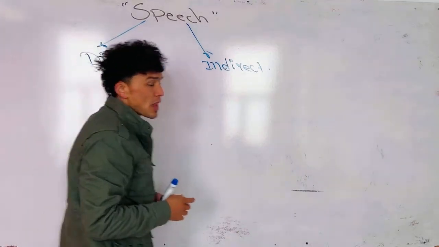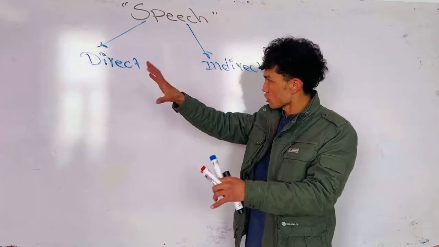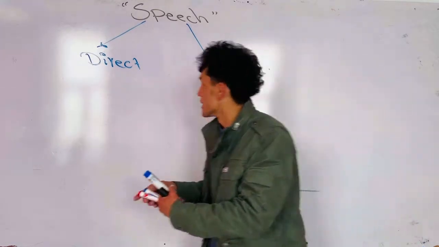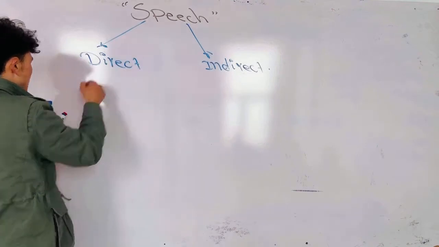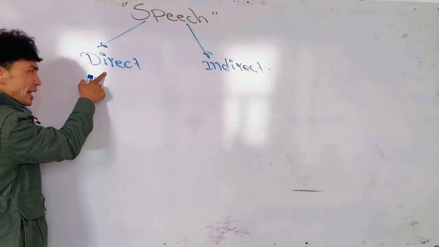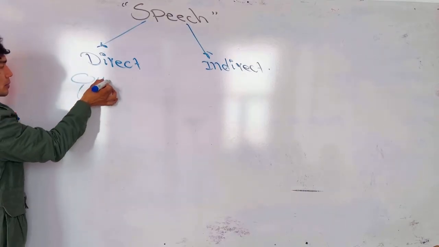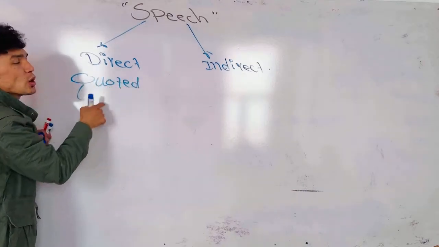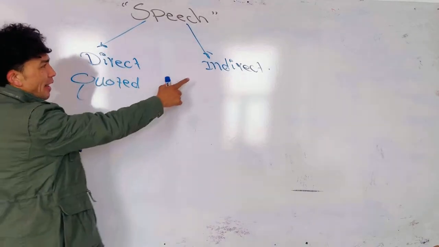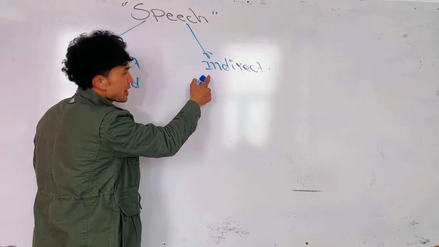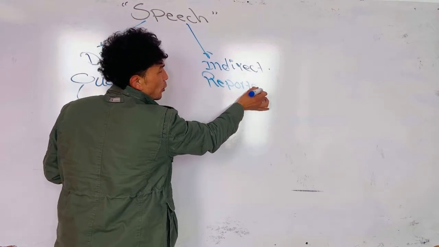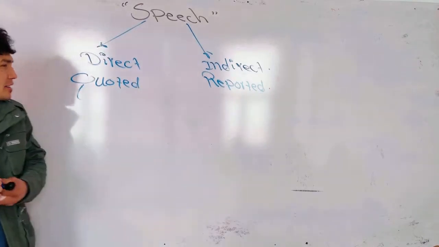Look at this one. So I told you reporting somebody's speech in two different ways. One is directly without any changes. This kind of reporting is called what? Direct way. Or we can say the second name for direct way is called quoted speech. Quoted speech. Did you understand? The second name for indirect is called reported speech. See how easy and simple it is.